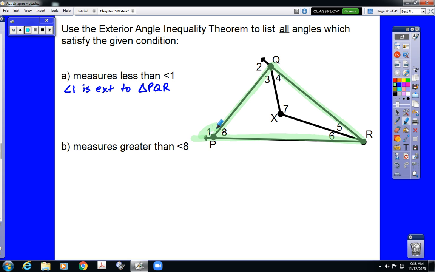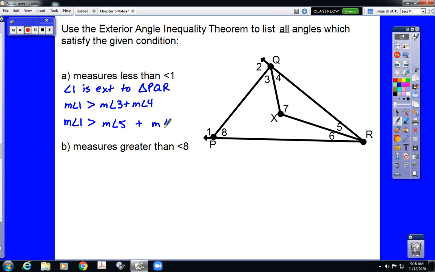So since it's exterior, it is bigger than the sum of 3 and 4, because that would be one remote interior angle, and it's bigger than the sum of 5 and 6, because that would be another remote interior angle. So that means it is definitely bigger than all 4 of those angles. Because it's exterior to that triangle, the measure of angle 1 is greater than the sum of angles 3 and 4, because that's one of the remote interior angles. So both of those would be answers. And it is bigger than the sum of angles 5 and 6.